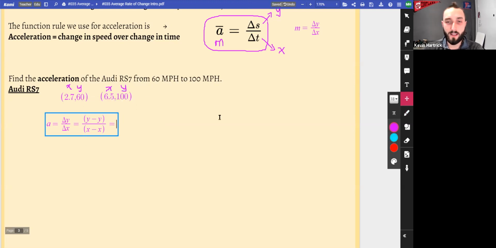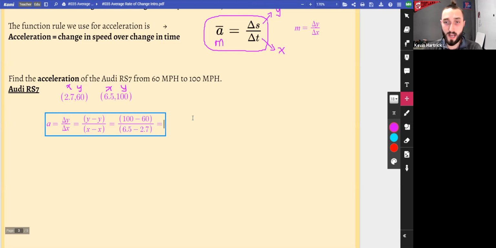It doesn't matter which order you do, but you have to be consistent. If you start with the second point and do the 100 minus the 60, then you have to start with 6.5 and do it minus 2.7. If you start with the second point first, you'll get positive answers, and then you don't have to worry about negatives. So the top is going to be the 2 y values subtracted together, 100 minus 60, and then the 2 x values subtracted, 6.5 minus 2.7.